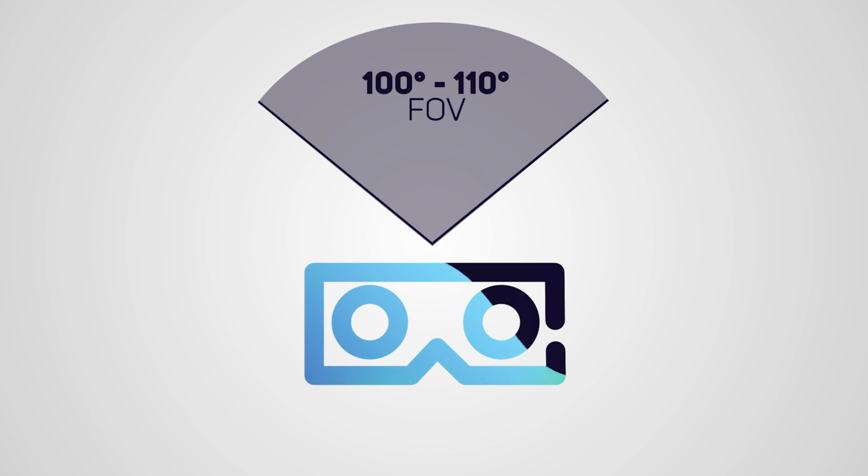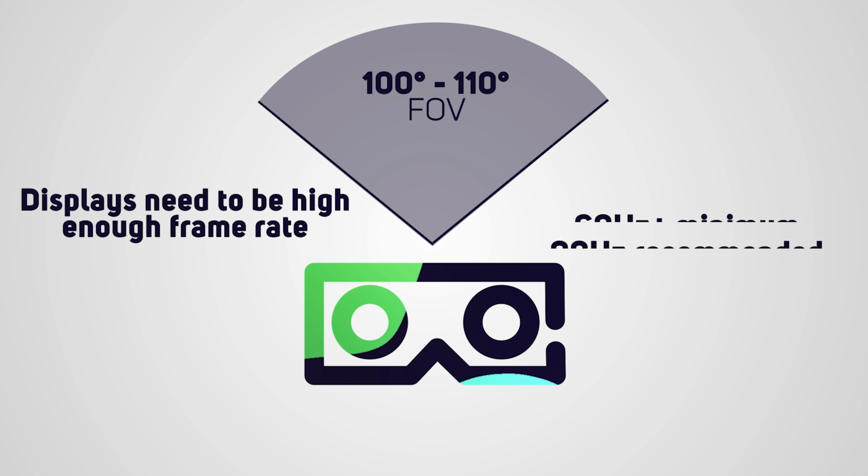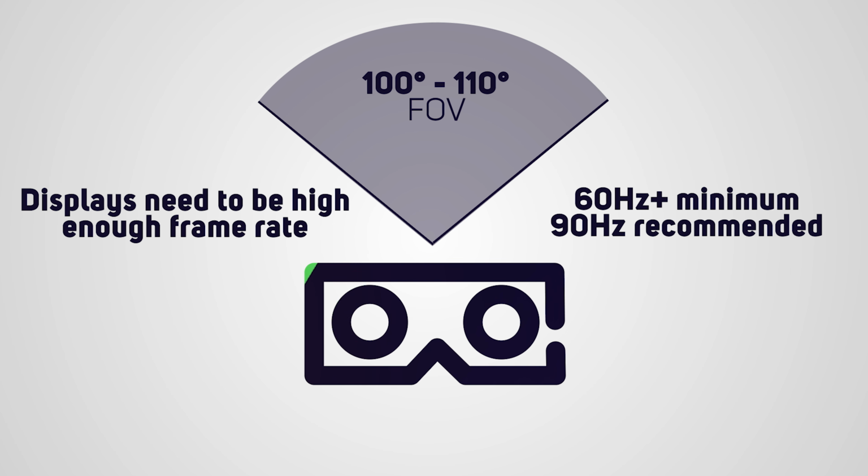Most headsets will deliver a 100 to 110 degree field of view, which is wide enough to mimic reality, although it's essential to ensure the displays are of significantly high enough frame rate. For the resulting picture to be at all convincing, a minimum frame rate of around 90 frames per second is recommended. This keeps the movement fluid and without stutter that could cause motion sickness.